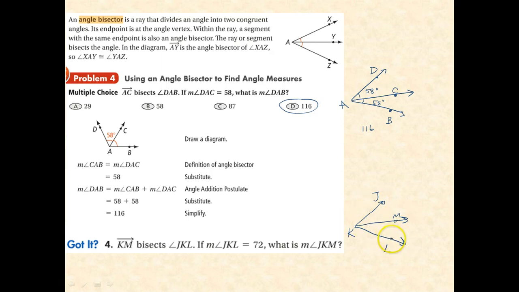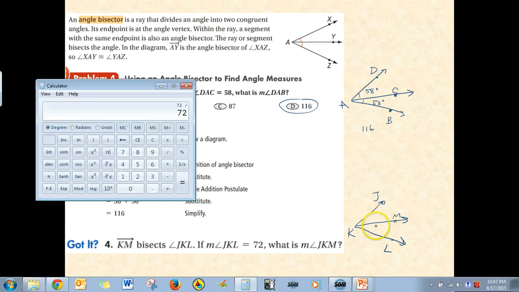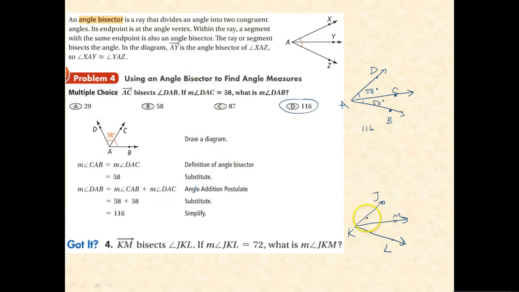JKL is 72. So the whole big dude is 72. Well, we just need to divide that by 2 to figure out what each one of these is. 72 divided by 2 is 36. So this guy is 36, and this guy is 36. And those two add up to JKL, which is 72. So what's the measure of JKM? 36 degrees.